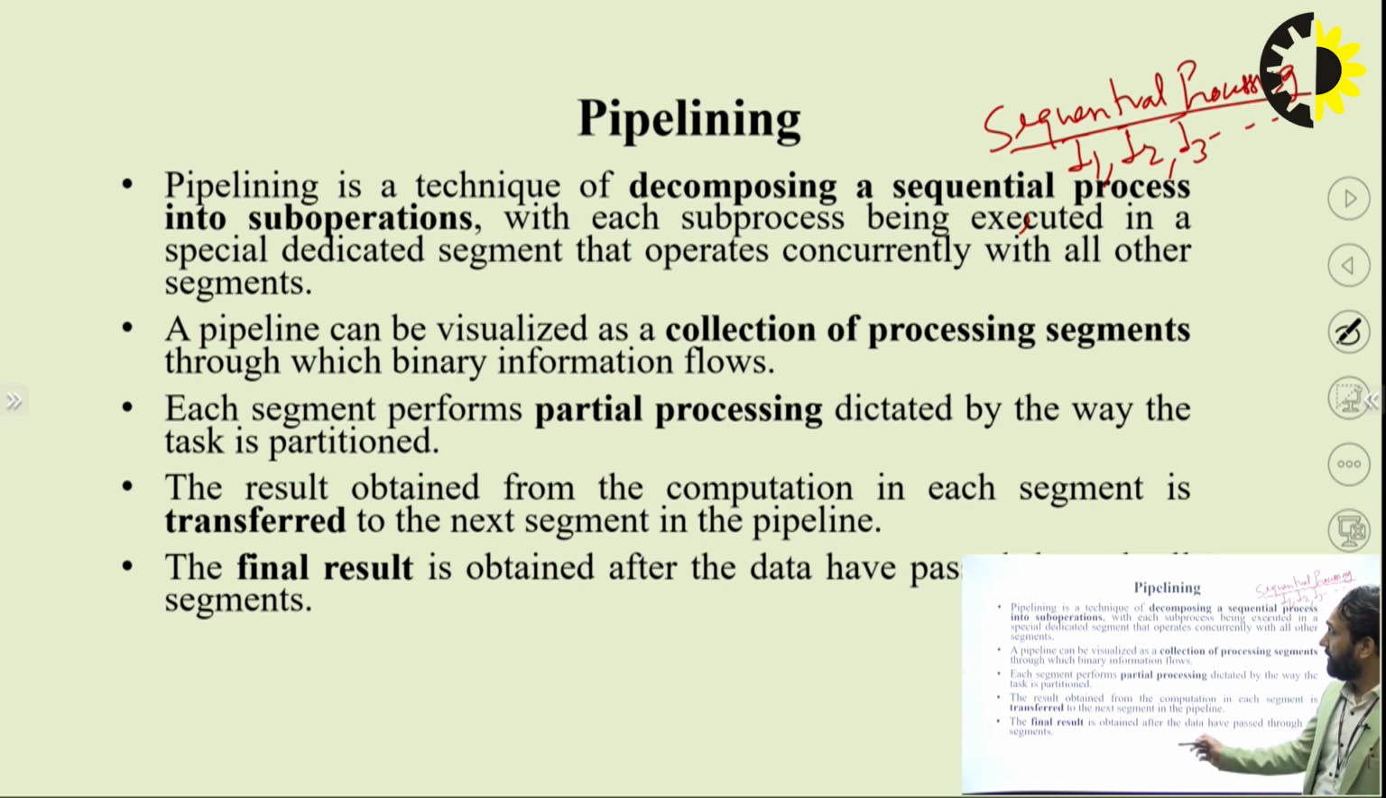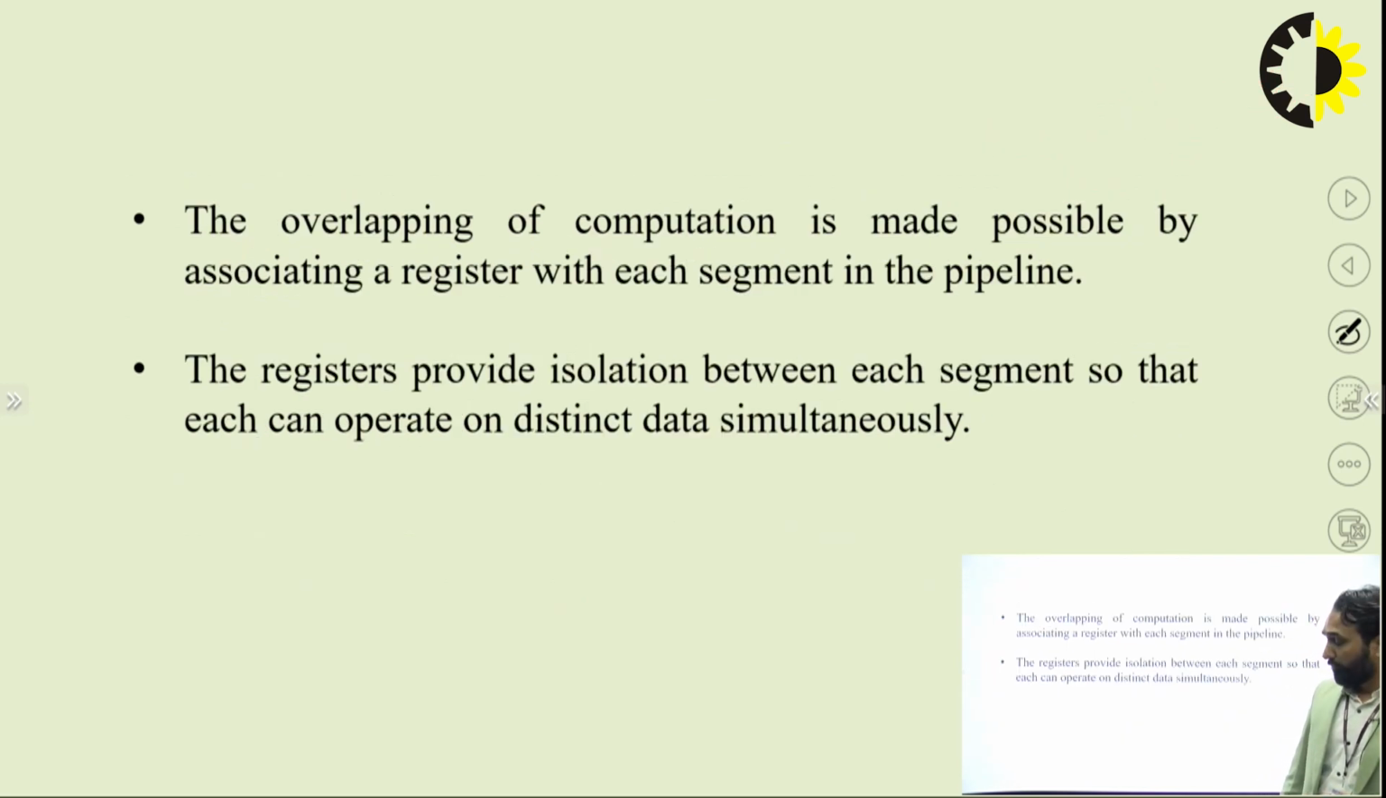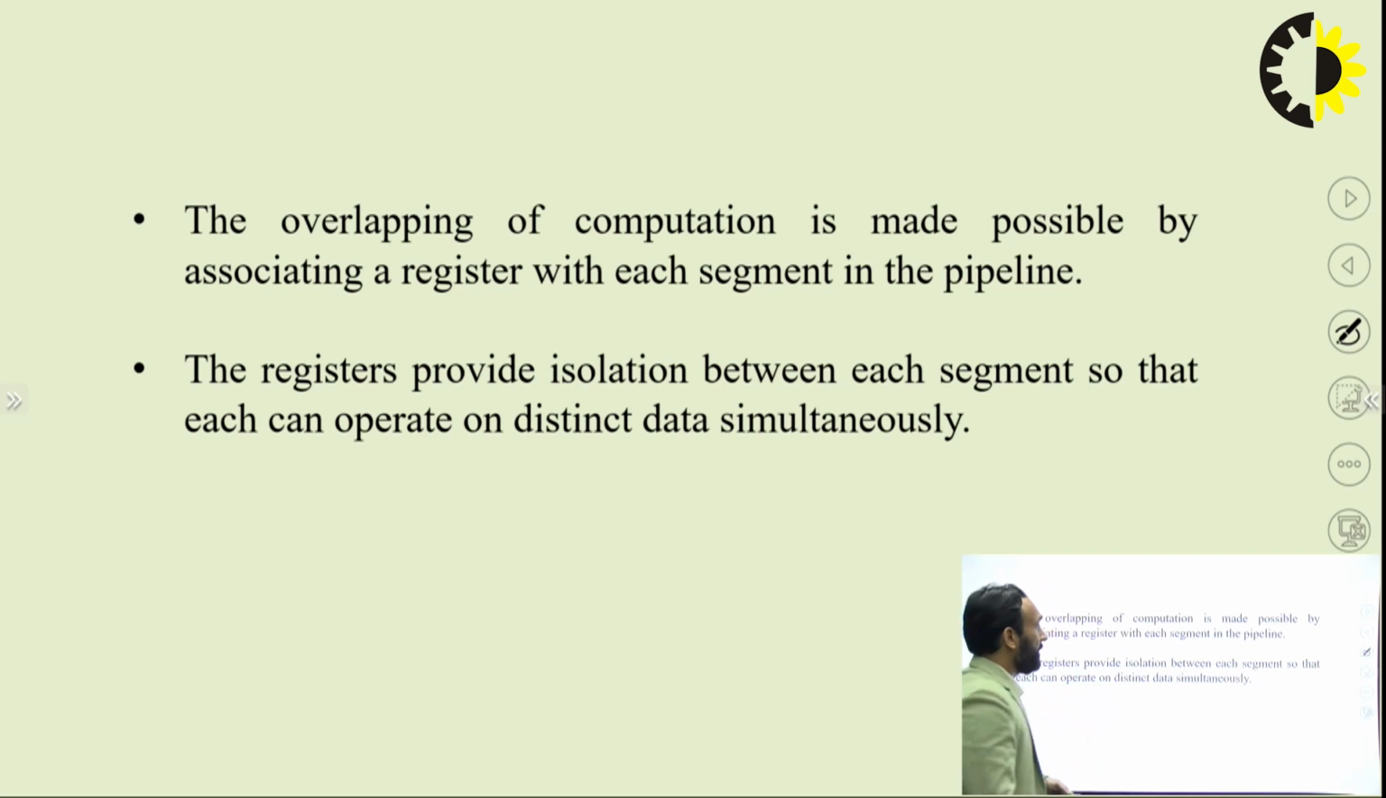Now the final result is obtained after the data has passed through all segments. So first we know how to divide the instruction into segments, and the result of this segment is stored in a different registers as per requirement of a instruction. Now after that we will discuss type of pipelining. So before going to that, we understand overlapping of pipelining is achieved here. The overlapping of computation is made possible by associating a register with each segment in a pipeline.